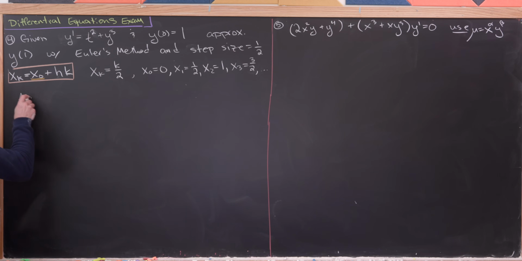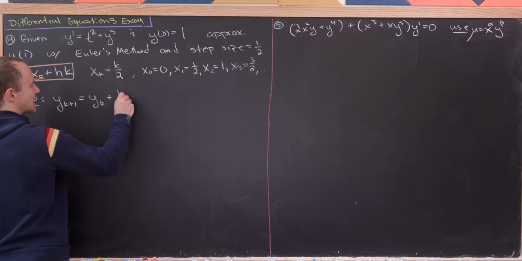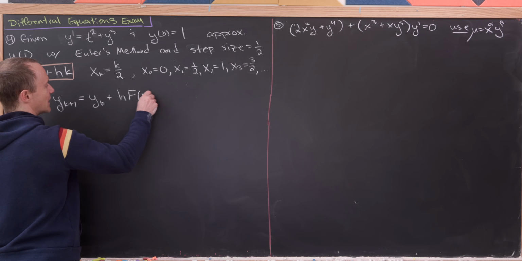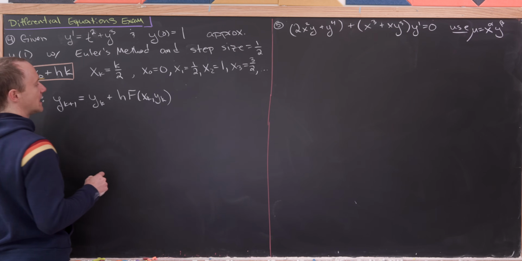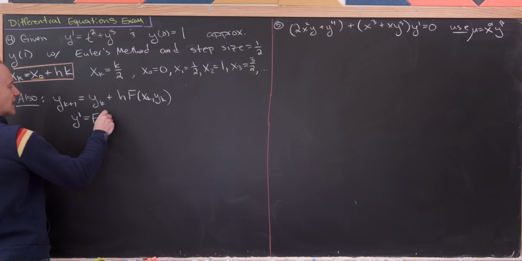And then also, let's just recall the general formula for Euler's method, which is y_{k+1} = y_k + h·f(x_k, y_k), where this is in the case that we have a differential equation y' = f(x, y).